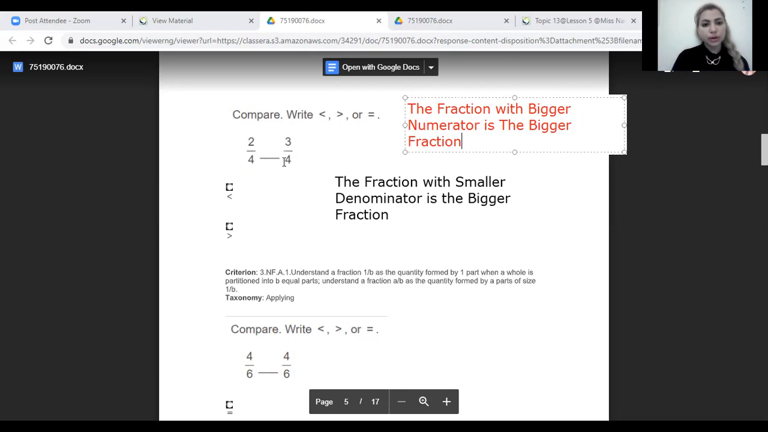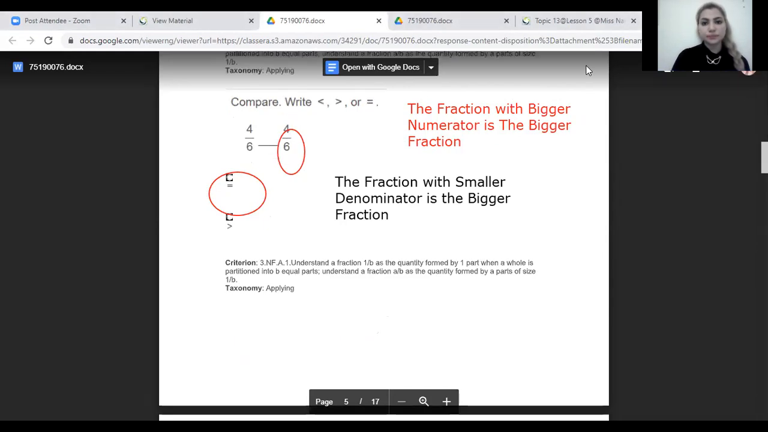So 2 out of 4 or 3 out of 4? 3 out of 4 is bigger. This is the answer, the first one. Don't forget, let's go to the next question. So the rules are very important. Write it down, save it, retain it, okay?